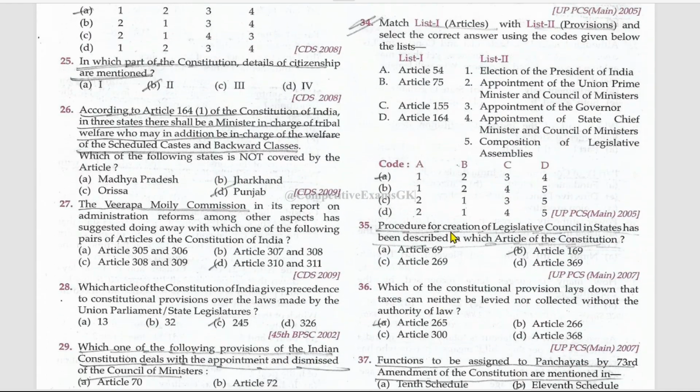Matching list 1 of the articles and list 2 of the provisions. Article 54, election of the President of India. Article 75, appointment of the Union Prime Minister and Council of Ministers. Article 155, appointment of the Governor. Article 164, appointment of the State Chief Minister and Council of Ministers. Procedure for creation of Legislative Council in states has been described in which article of the Constitution? Article 169. Which constitutional provision lays down that taxes can neither be levied nor collected without the authority of law?